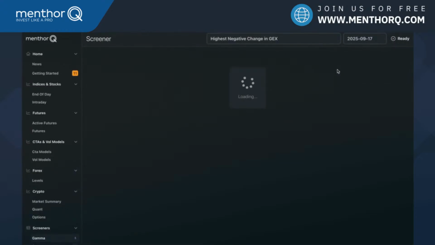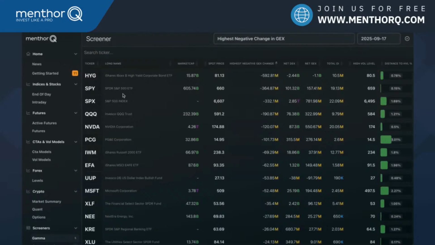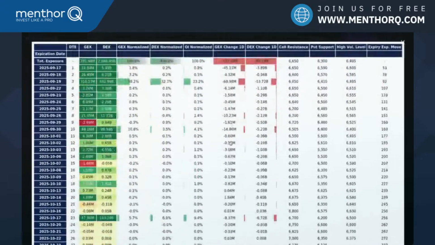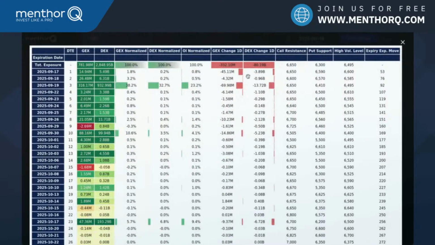So coming into today, we see that SPY and SPX saw a big decrease in positive gamma here, or a big increase in negative gamma, sorry, and the QQQ as well. So again, this can be very helpful, and we can go and see again, if we look at SPX, for example, also how this has changed here. So you can see the amount of gamma that's been removed or added. So we've seen an increase in negative gamma here for this expiration. So very, very important. Overall, we've seen an increase in negative gamma by 332 million for SPX.